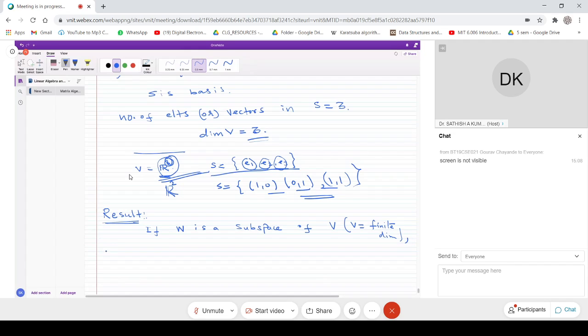Then one can say that every linearly independent subset of W is finite, and it is a part of a basis for W.